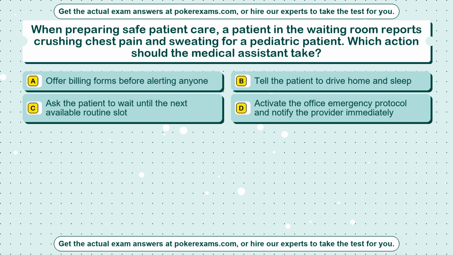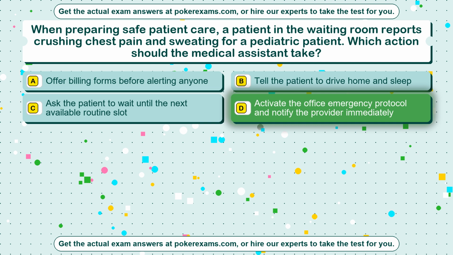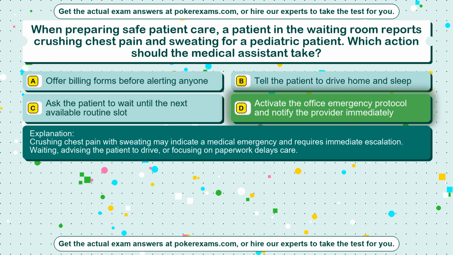Option D. Activate the office emergency protocol and notify the provider immediately. The correct answer is option D. Activate the office emergency protocol and notify the provider immediately. Crushing chest pain with sweating may indicate a medical emergency and requires immediate escalation. Waiting, advising the patient to drive, or focusing on paperwork delays care.